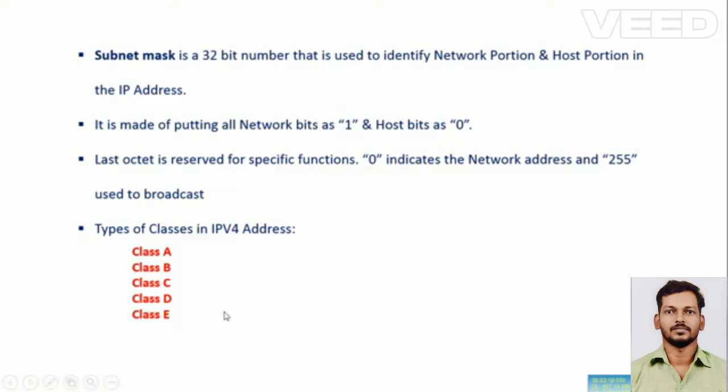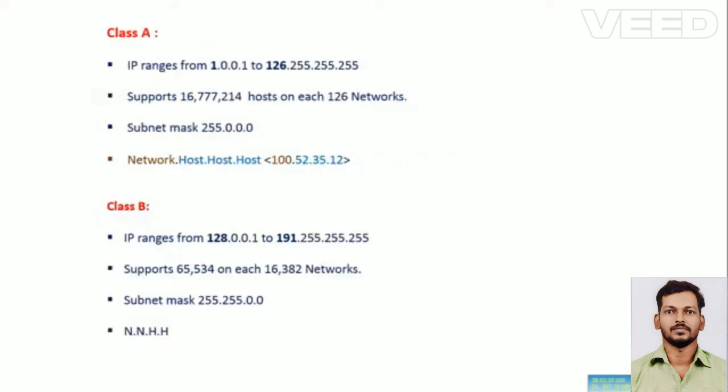These are the 5 classes that are available in IPv4 addresses: class A, class B, class C, class D and class E. Let's discuss in detail. Class A. If the first octet ranges from 1 to 126, it comes under class A. The IP range used here is 1.0.0.1 to 126.255.255.255. It supports 126 networks, and each network supports 16.7 million hosts.